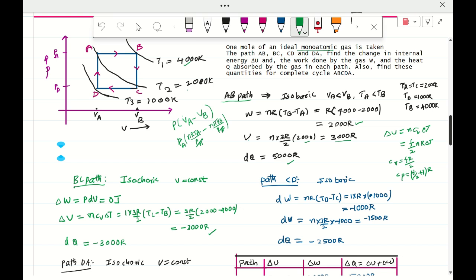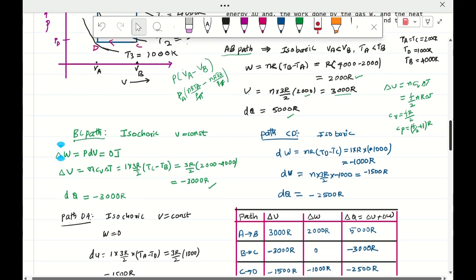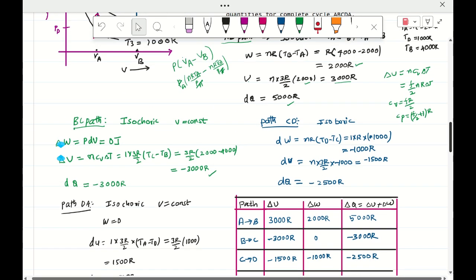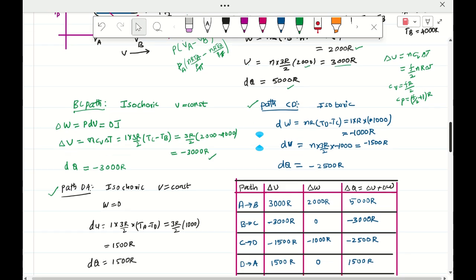Right? Pressure is decreasing at constant volume. Then internal energy is negative, and work done is 0 there. At constant volume, PdV work done is equal to 0. Internal energy is negative. So now dQ is equal to dU plus dW, first law. Similarly, the CD path and DA path, find out all by the same process: dW equation, dU equation, and adding them.